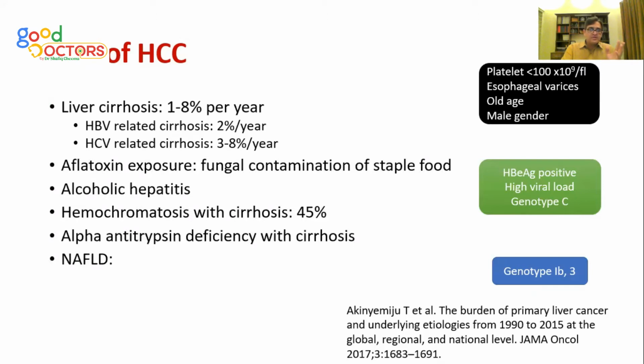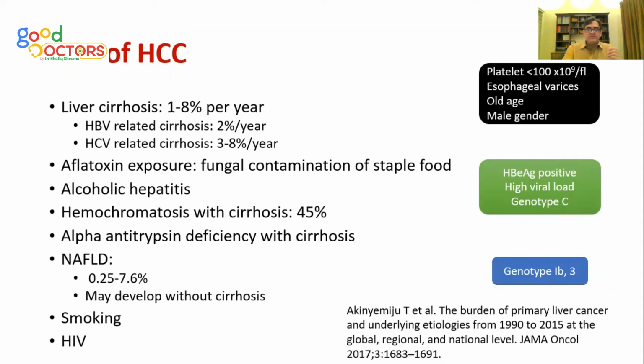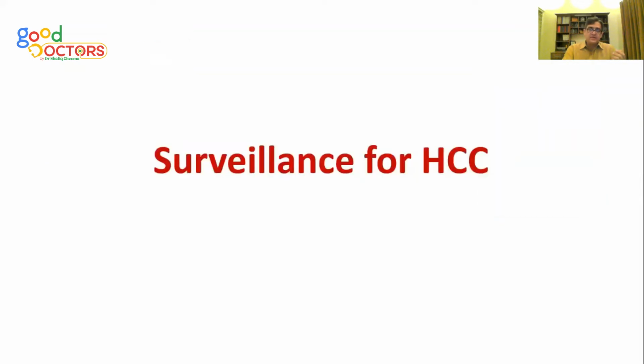Apart from this, exposure to the fungal toxin aflatoxin, alcoholic hepatitis, hemochromatosis, alpha-1 antitrypsin deficiency, and the presence of non-alcoholic fatty liver disease are common risk factors for developing HCC. For NAFLD, the risk varies between 0.25 and 7.6%. But the most important thing is that around 50% of the patients with NAFLD who develop HCC don't have cirrhosis. So we'll come back to this point later as well. Then smoking and HIV are two other factors which are considered risk factors.